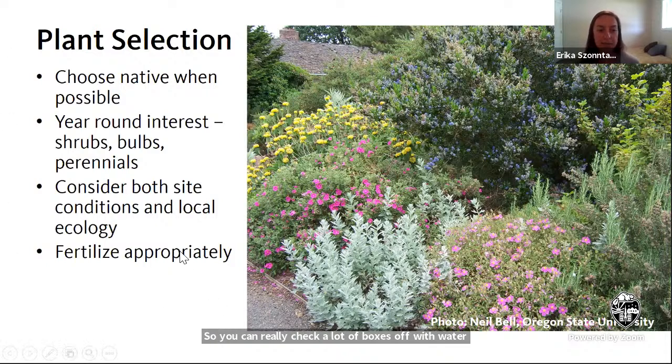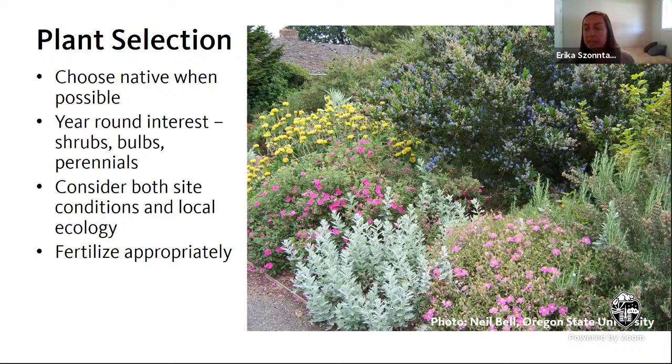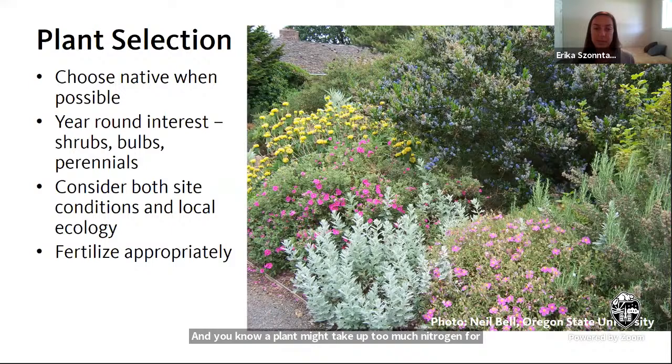And of course, we want to fertilize appropriately, because sometimes too much fertilizer or homemade compost can be added. A plant might take up too much nitrogen, for example, and get a little bit too leggy. So sometimes more is not always better. And you want to make sure that you're not adding too much, because you don't want any excess to be running off into your local waterways after a storm event or something like that.